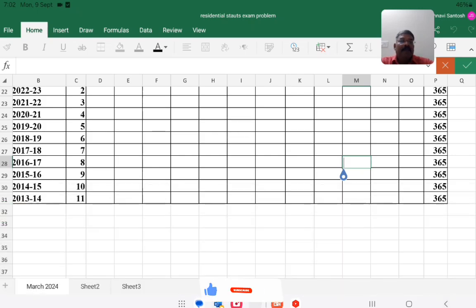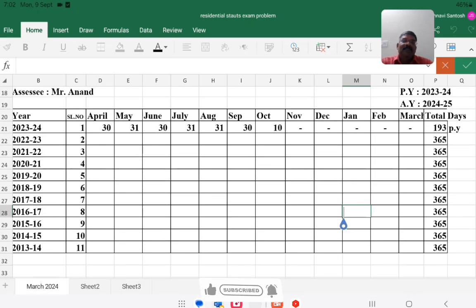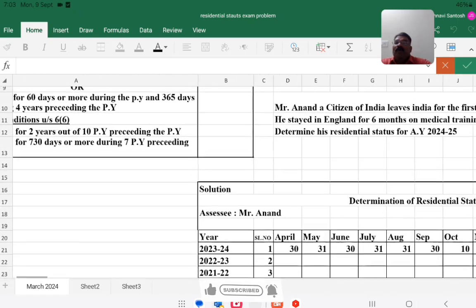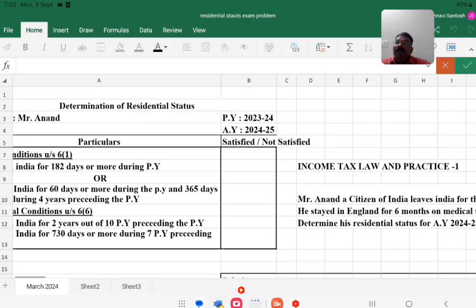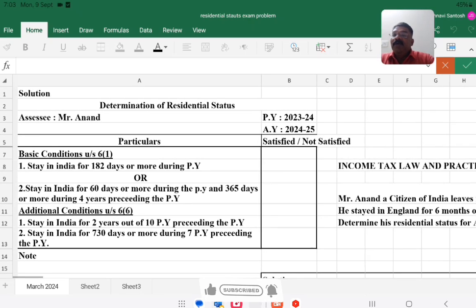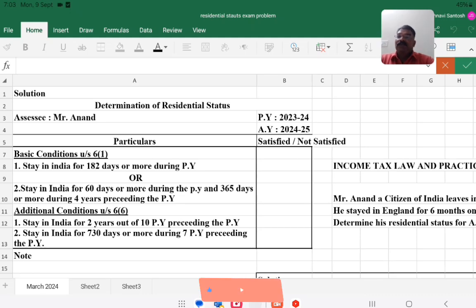Once this chart is done, again I'll go for the determination of residential status. This is very, very important, where an individual should satisfy at least one of the basic conditions to be a resident. If he fulfills both the additional conditions, he is called a resident and ordinarily resident. If an individual satisfies one of the basic conditions and at least one of the additional conditions or none of the additional conditions, he is said to be a resident but not ordinarily resident. And if an individual does not satisfy any of the basic conditions, he is called a non-resident. So this is the determination of residential status.